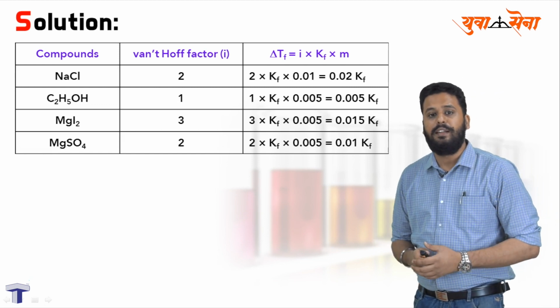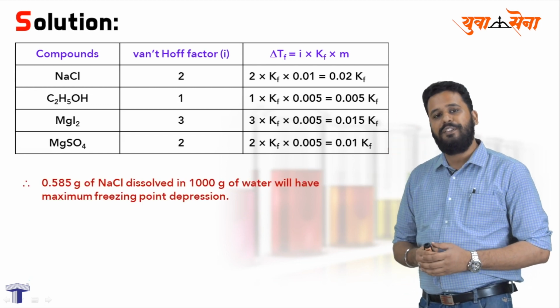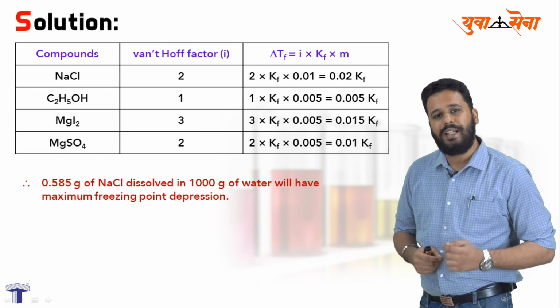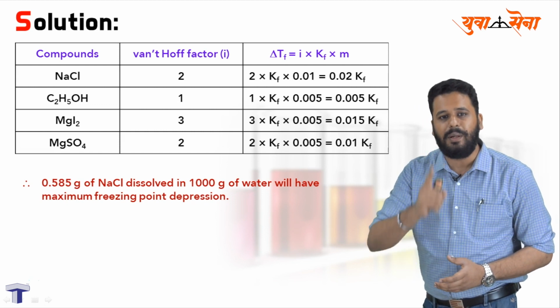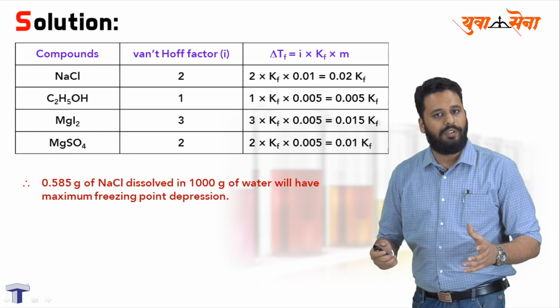And from here it is very evident when we compare these values that 0.585 grams of NaCl dissolved in 1 kilogram of water will have the maximum depression in freezing point. Okay, hope you understood the solution.